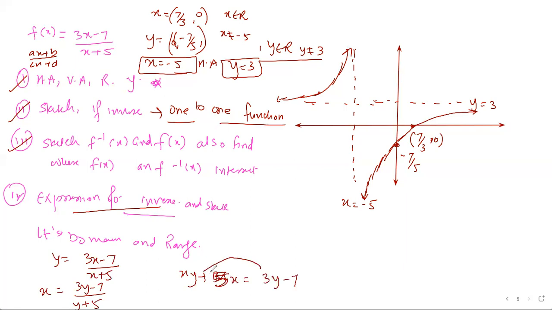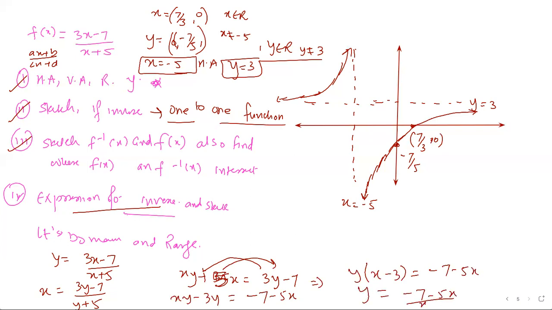Now collect the y terms together. So xy minus 3y equals -7 minus 5x. Taking y common, you get y times (x minus 3) equals -7 minus 5x, and you get y equals (-7 minus 5x) over (x minus 3). This can further be written as (5x plus 7) upon (3 minus x). That's also okay. Any of the expressions is fine.